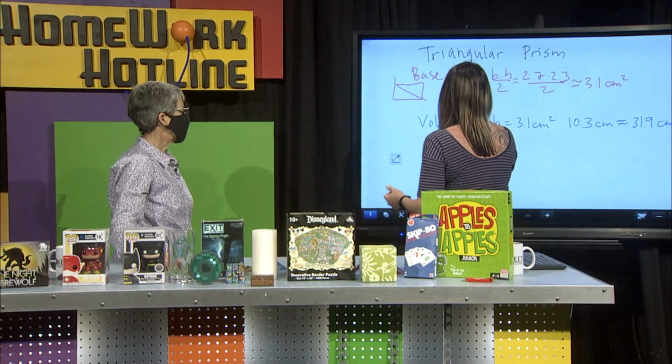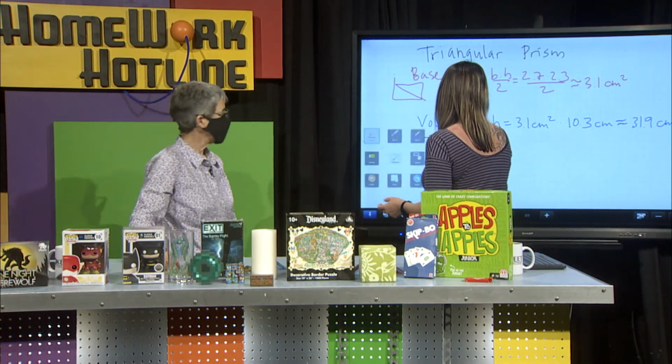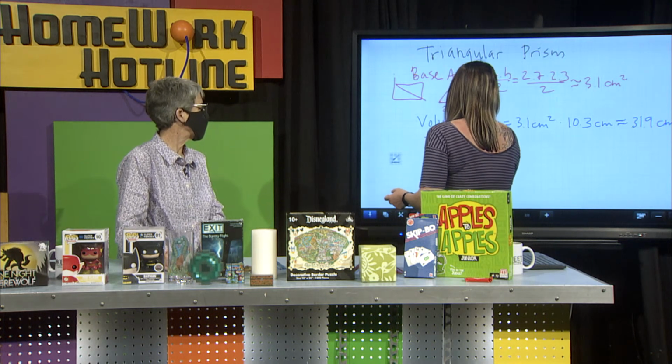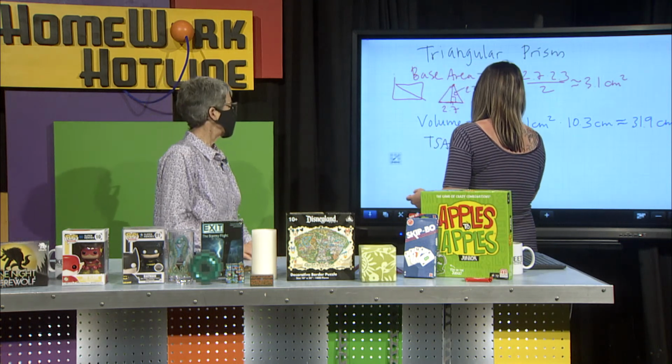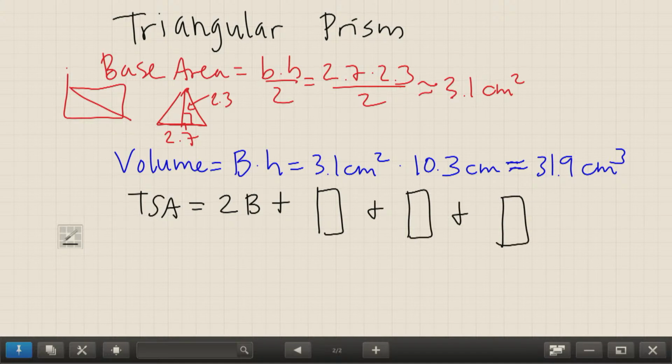So we're going to do total surface area, which I'm not going to remember what it is again because we're doing it the second time. So I need 2 bases, and in this case, I'm going to need 3 rectangles. I'm going to put this rectangle plus this rectangle, pretending we don't know, plus this rectangle, because we don't know if they're the same, but we're going to find out.